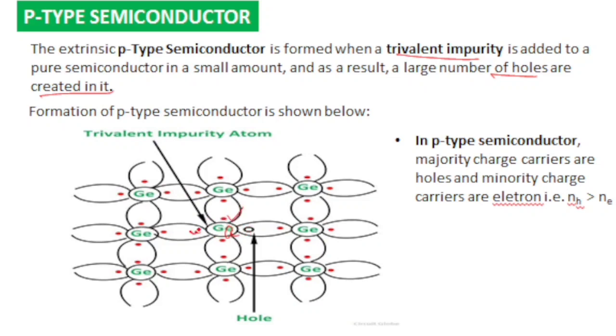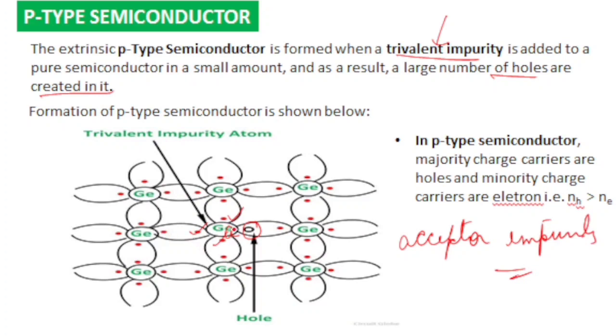So these three electrons form bonds with the neighboring silicon or germanium atoms, and this fourth one is free. This one is a hole. So a large number of holes are provided in this semiconductor by the addition of trivalent impurity atoms like gallium, indium, such type of impurity atoms which provide holes or which accept electrons. Holes are positive charge, so it accepts electrons. That's why these trivalent impurity atoms are also called acceptor impurity atoms. Why? Because they accept electrons, right?